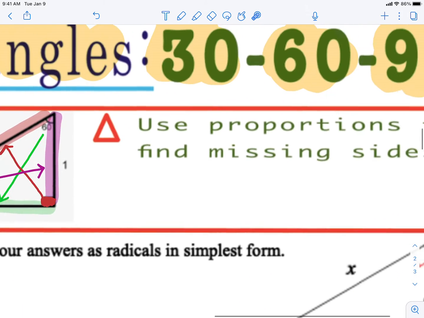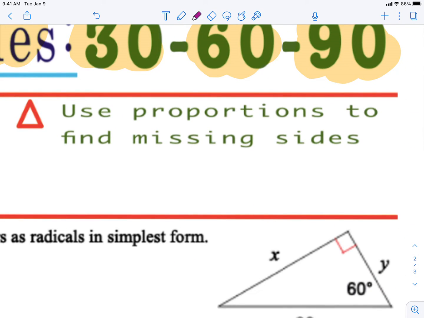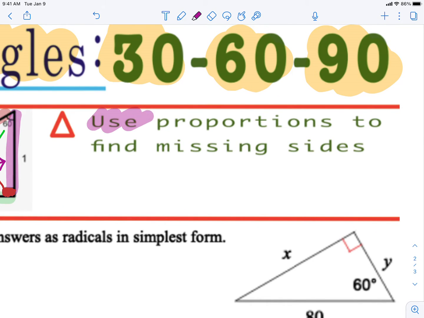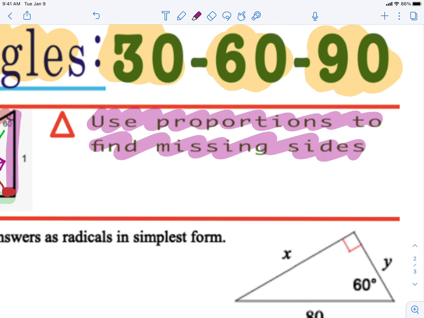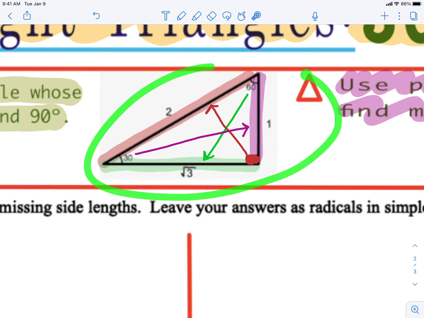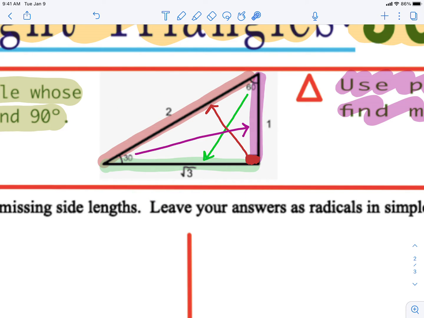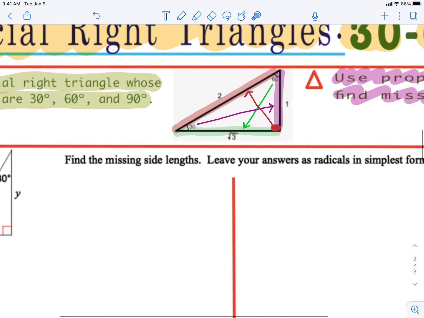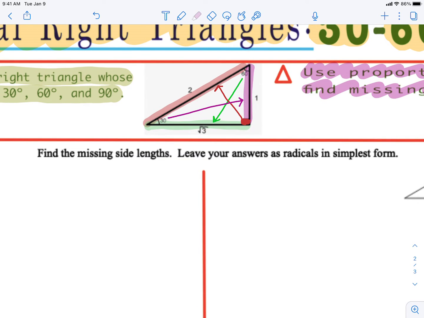Next, it says, use proportions to find missing sides. We are going to use this special 30, 60, 90 triangle to find our missing lengths. We're going to do that by identifying our sides. But the first thing we do is identify the instructions, which say: find the missing sides. Leave your answers as radicals in simplest form.